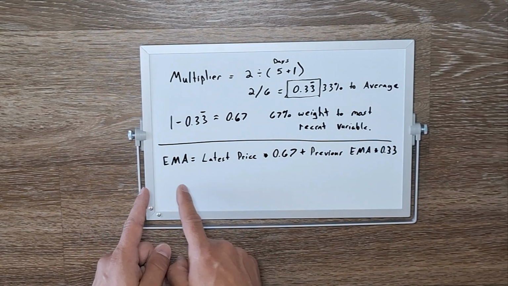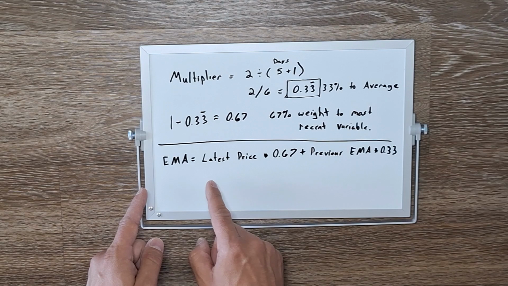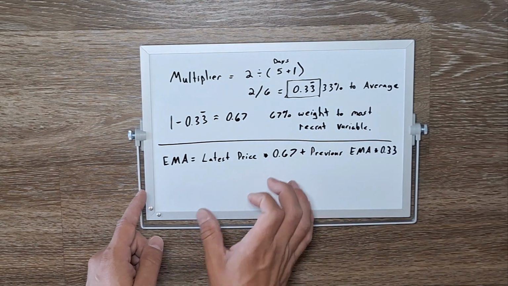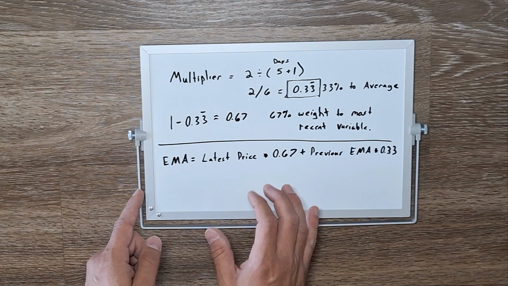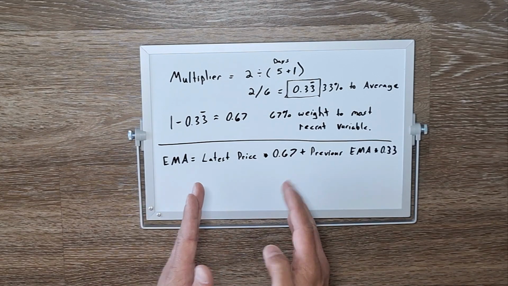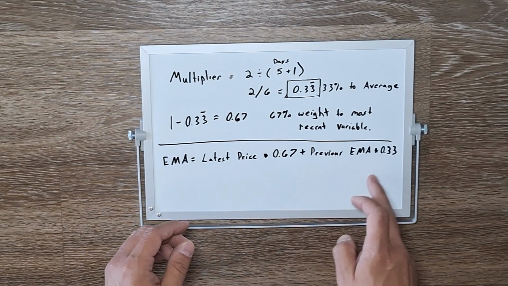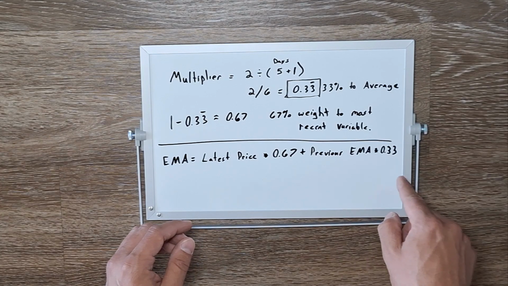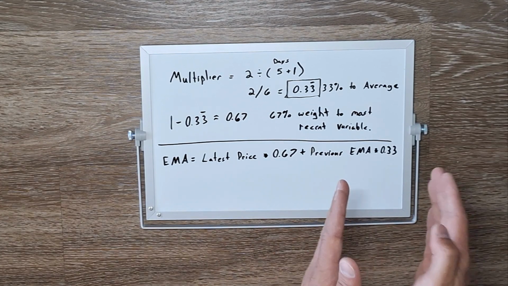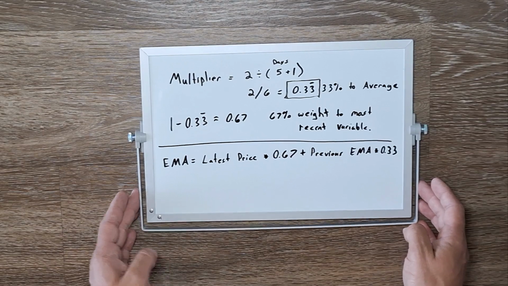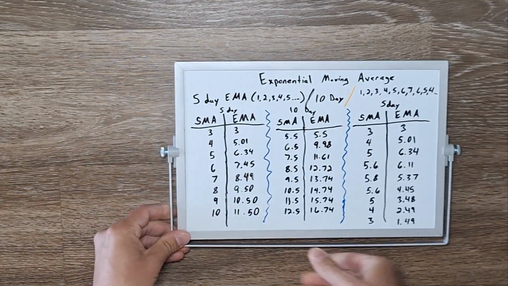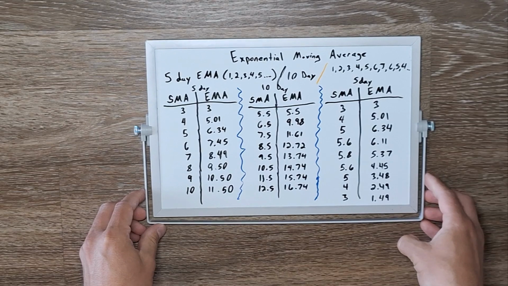So this is the equation. Exponential moving average is the latest price times 0.67, because we're giving the latest price 67% weight, plus the previous exponential moving average, and we're multiplying that by 0.33 because we're giving that 33% weight. So now screenshot that or save that for yourself, and we'll go into it. You'll reference that throughout the video.